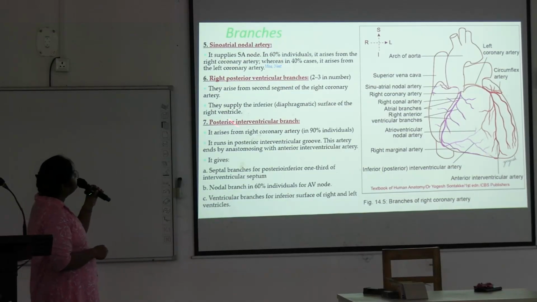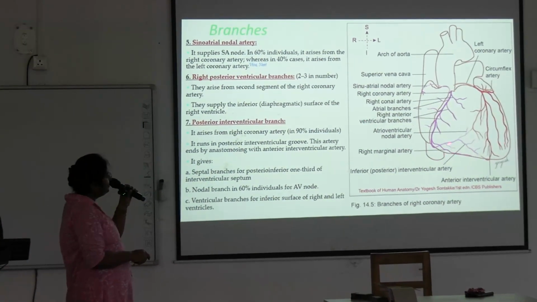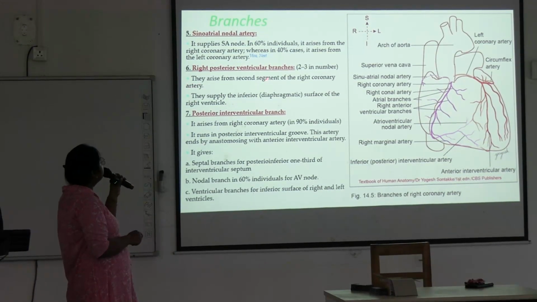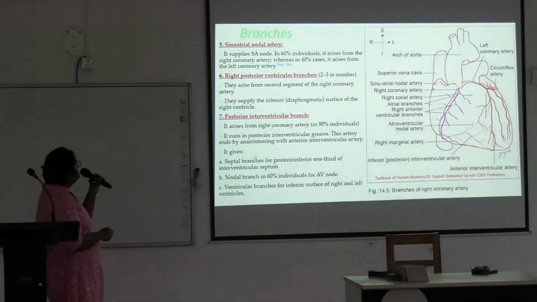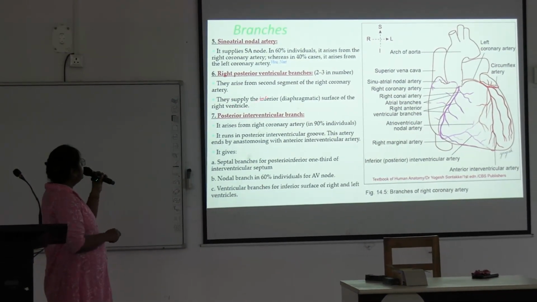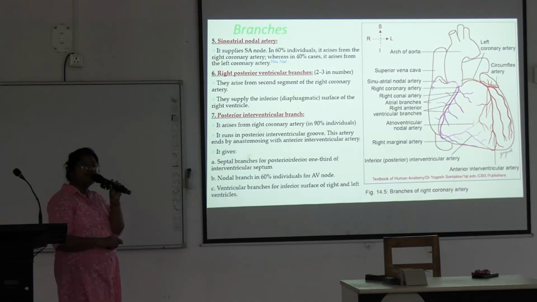Next is right posterior ventricular branches. There are 2 to 3. Here, these are the right posterior ventricular branches, and they arise from the second segment of the right coronary artery and supply the inferior or diaphragmatic surface of the right ventricle.